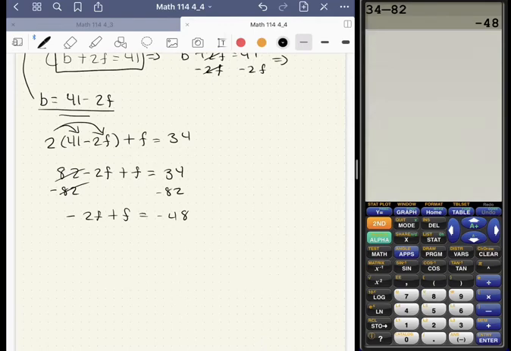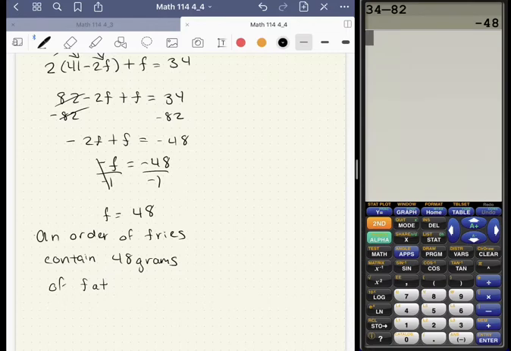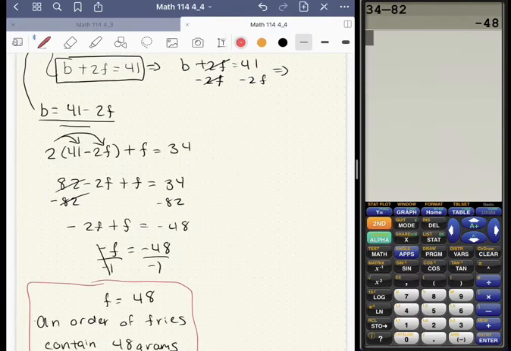Now, I have negative 2F plus F. That's going to give me negative F is equal to negative 48. Divide by negative 1 to get rid of that negative. So F is 48. This means that an order of fries contains 48 grams of fat. And this wouldn't be that bad if this would have been the good type of fat. This is the bad type of fat, okay? So don't eat that much.